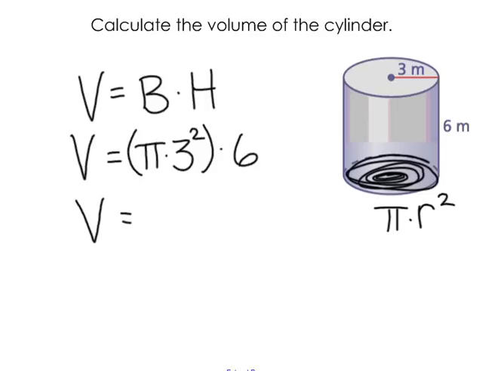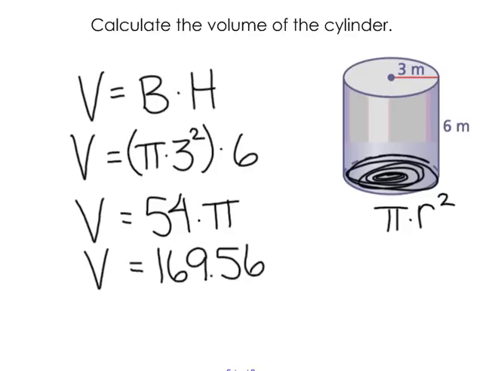I'm going to multiply out the constants first. So 3 squared, 3 times 3 is 9. 9 times 6 is 54. So I'm going to get 54 times pi. And then I can go ahead and multiply 54 by 3.14. And that will give a value of 169.56. And then units for that will be meters cubed. So still same process, we just need to remember pi r squared for area of a circle.